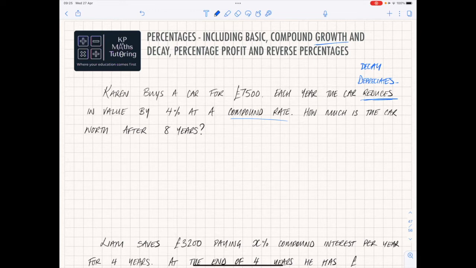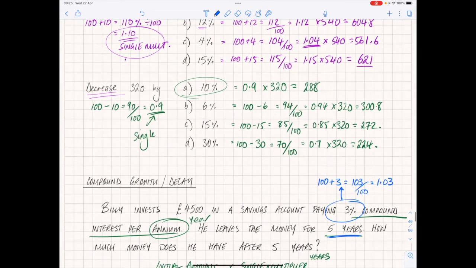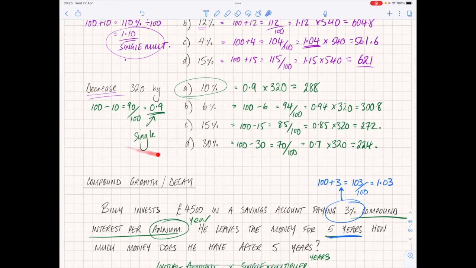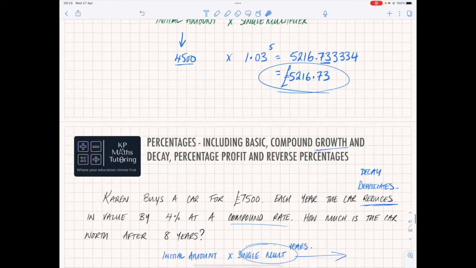So we're going to follow the same process we had before. We're going to say investment, or the initial amount, times it by the single multiplier again, and then put it to the power of years. However, this single multiplier is going to be slightly different, and this goes back to what we were talking about up here in this section. If something is decreasing, your single multiplier, remember, you take it away from 100.